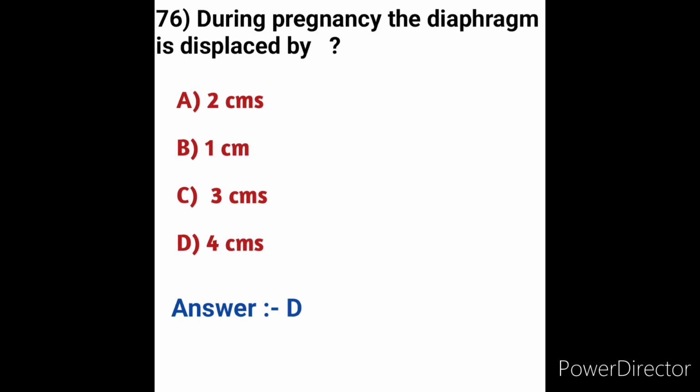During pregnancy, the diaphragm is displaced by, options. Option A, 2 centimeters. Option B, 1 centimeter. Option C, 3 centimeters. And option D, 4 centimeters. During pregnancy, the diaphragm is displaced by 4 centimeters. The diaphragm moves upward with the increasing uterus size and the chest size increases during pregnancy. It is approximately 4 centimeters. Option D is the correct answer. The diaphragm is displaced by 4 centimeters during pregnancy. Next move on to question number 77.